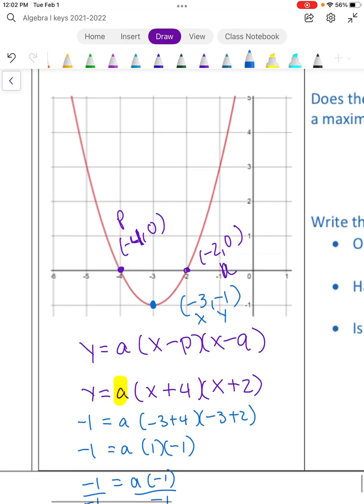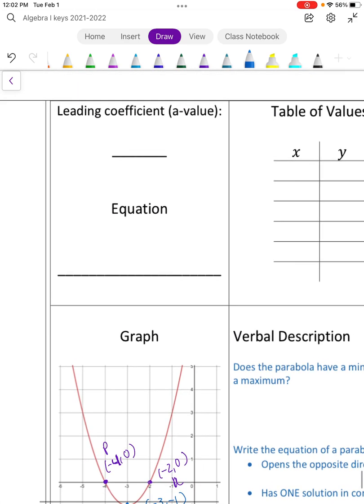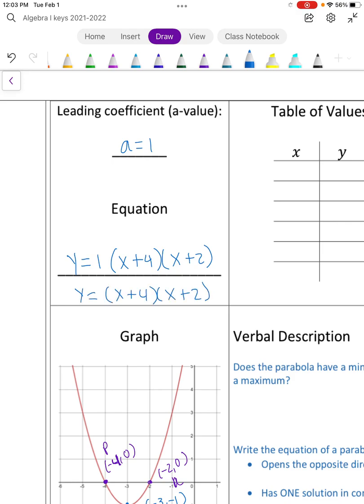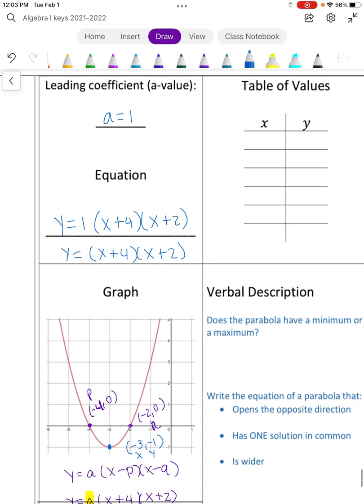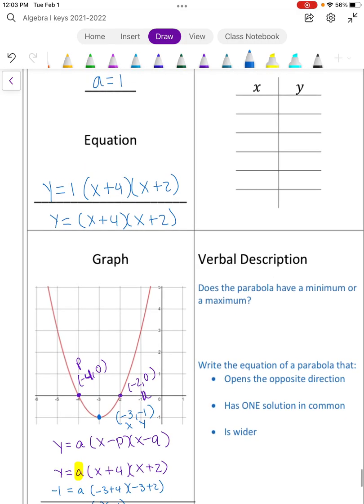So now we have everything we need to write our equation. Well, we found the a value. It's +1. So our equation is y equals 1 times x plus 4 times x plus 2. Or, of course, you could just write x plus 4 times x plus 2. That would be fine. All right, so we're halfway done here.